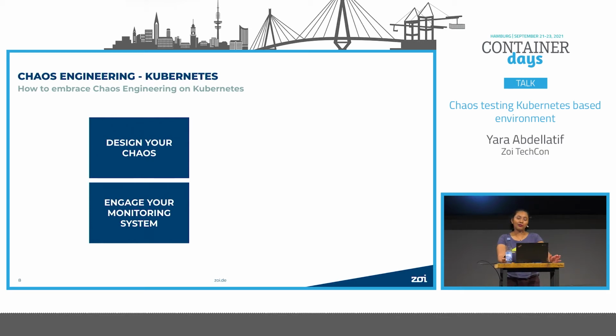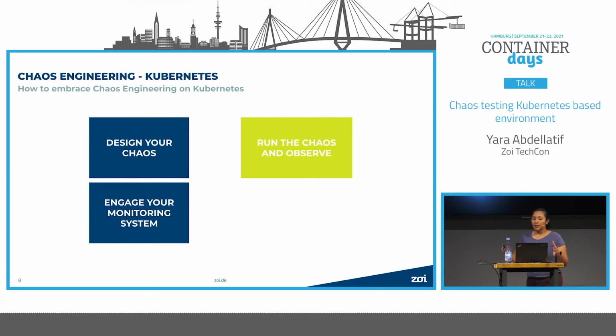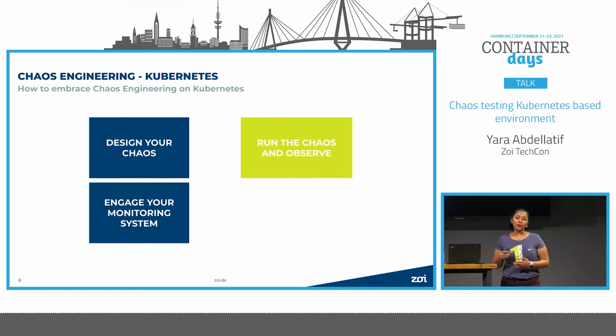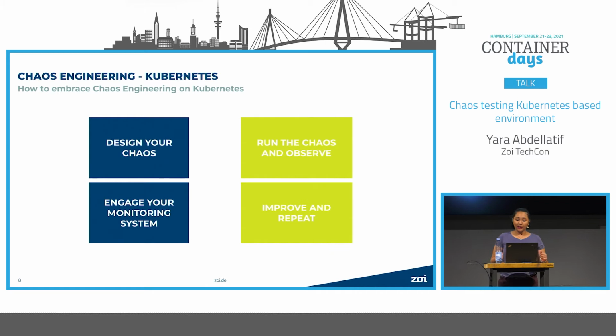All right, so now you have designed your experiment and prepared your monitoring system, then it's time to actually run the experiment. As soon as you run your experiment, you want to start observing how your system behaved. Was the behavior of your system as you expected it to be or not? Then, ideally, as soon as you find your weaknesses, you want to improve them and then repeat your experiments again.